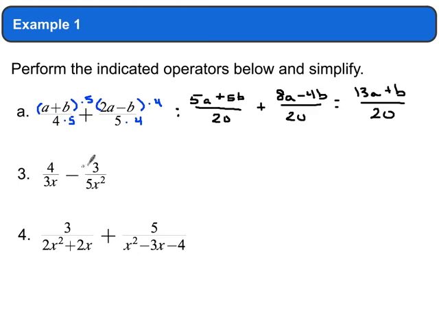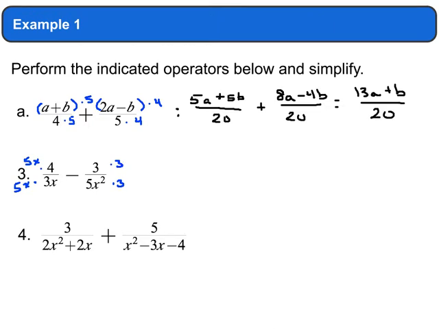So same thing happens down here. We have a 3x and a 5x squared. So to get a common denominator, I need an x squared on this one. So I'm going to multiply this one by x. And I need these numbers to be the same. So I'm going to multiply this by 5x. So I'm going to multiply this fraction here by 5x on top and bottom. And we're going to multiply this fraction by 3.